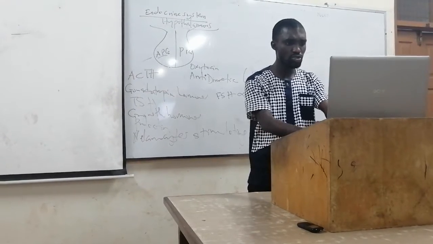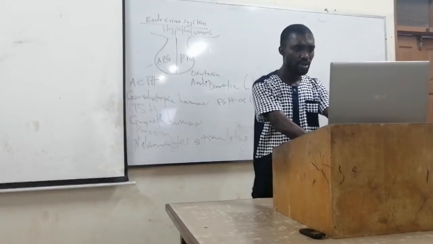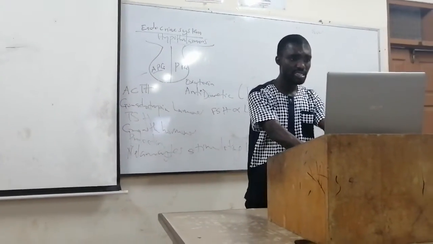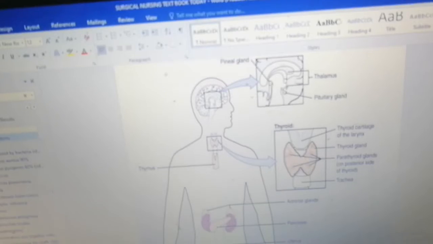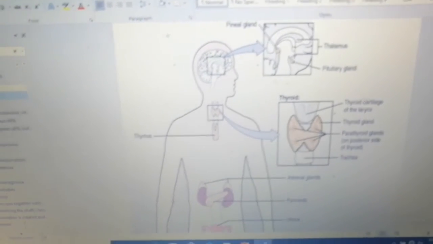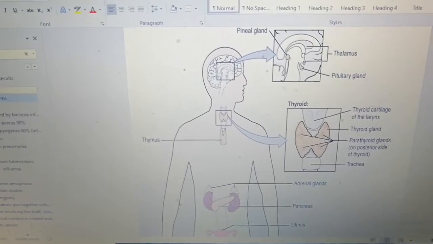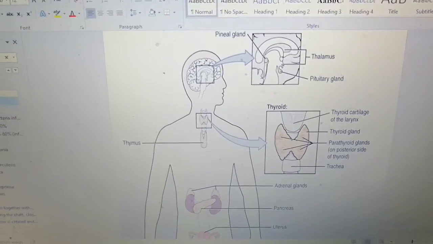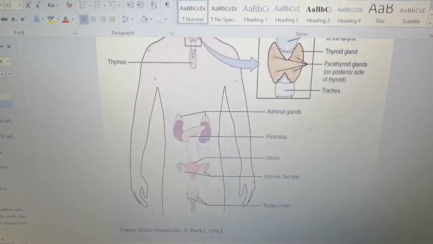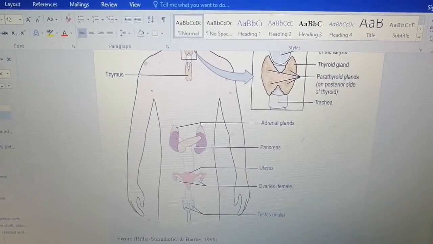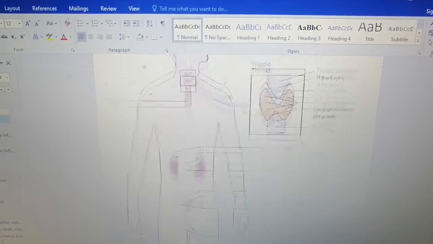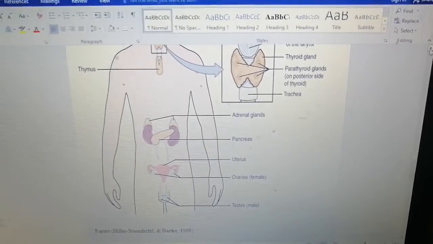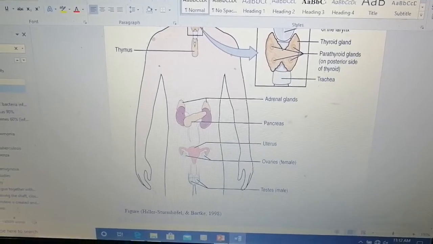Before that, I want us to see a picture of the glands in the body, the various glands that secrete various hormones. It is not very clear, but these are the various glands in the body that the hormones work on, starting from the brain and then to the testes or the ovaries in females. So these are the various glands under the endocrine system.